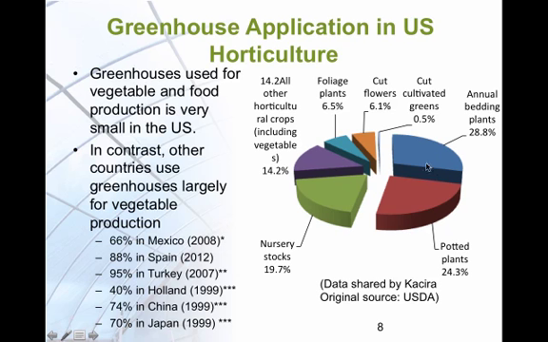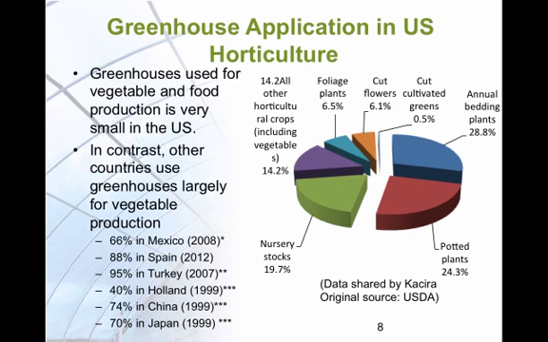So these floricultural or ornamental crop production is the major players of U.S. greenhouse production. What about vegetables and fruits? Vegetables and fruits are in this small portion, 14.2. So probably less than 10% are allocated for vegetables and fruits.